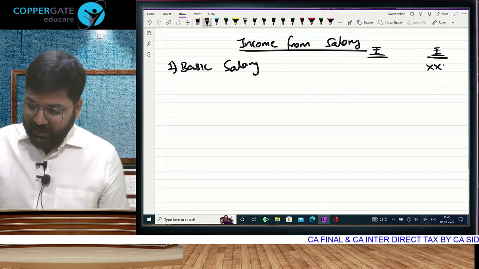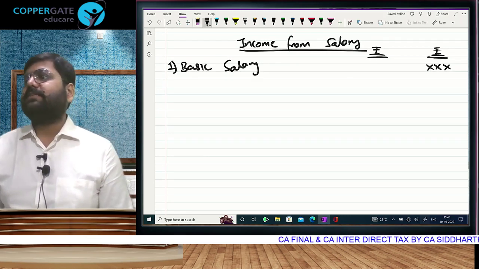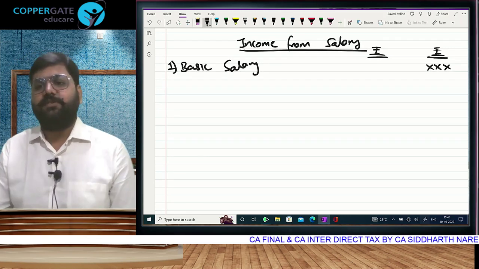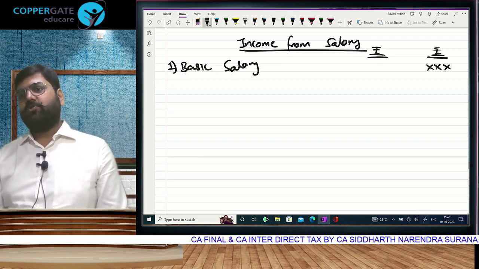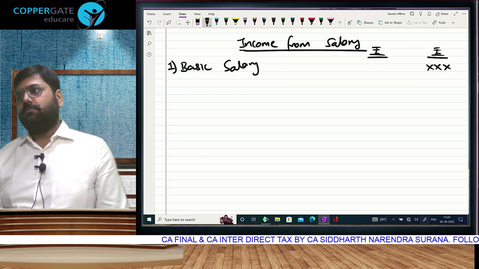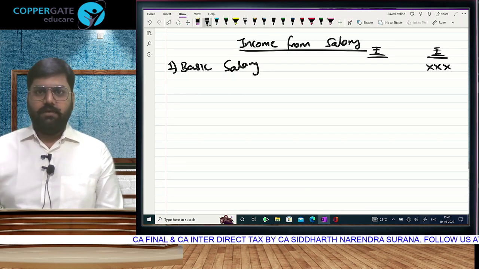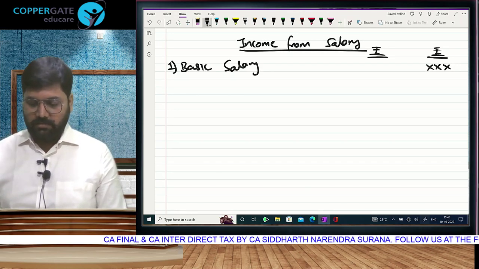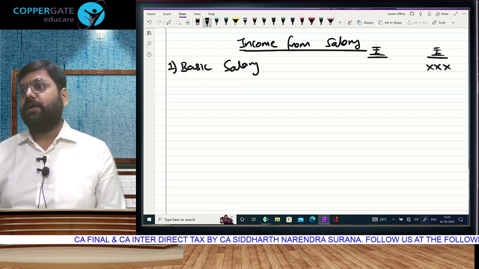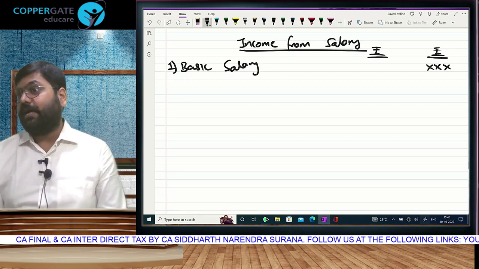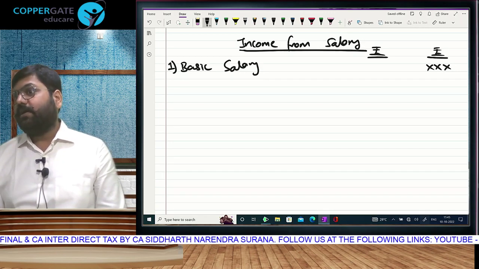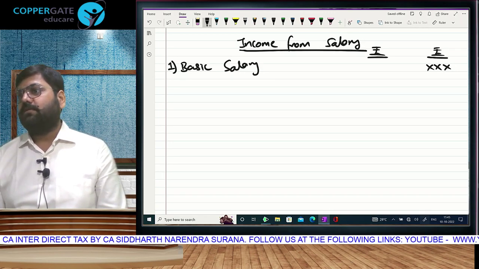Basic salary will directly go in the outer column. Basic salary is that fixed monthly payment for which your company has recruited you. Basic salary has gone in the outer column. So, silly question then: is basic salary taxable? Yes, because if it is directly going in the outer column, it is taxable. Second question, this still requires some talent to answer: is there any exemption in basic salary?